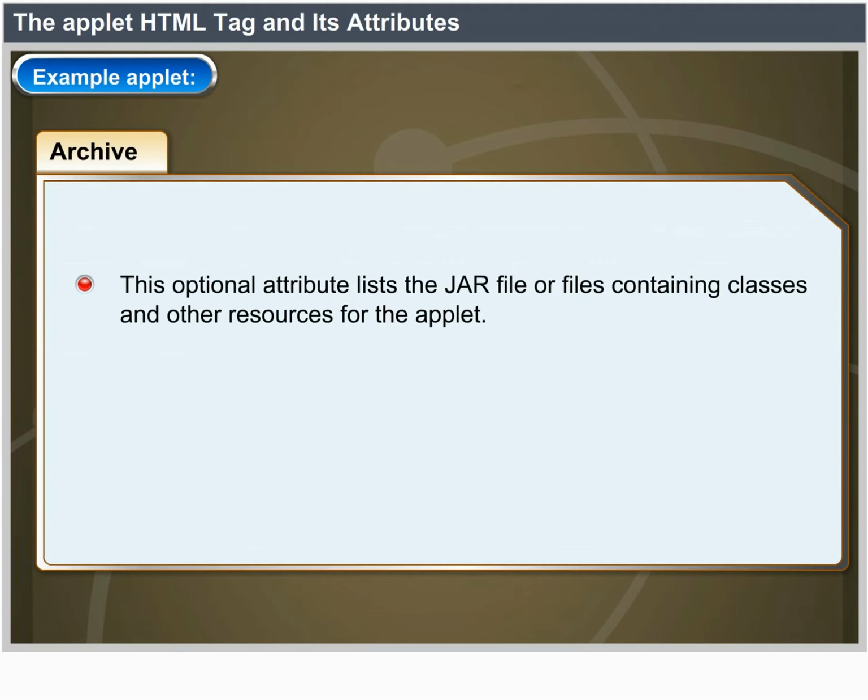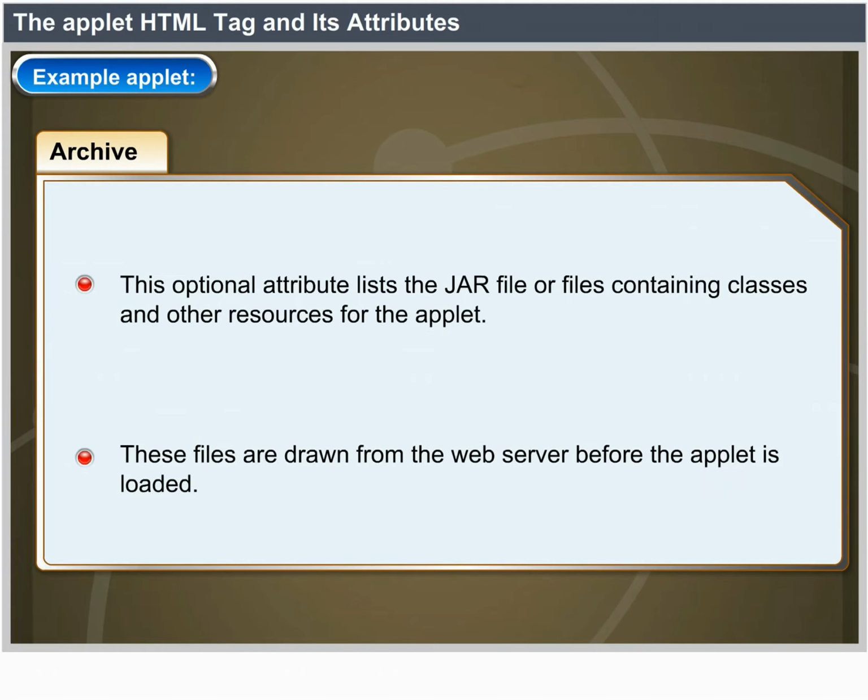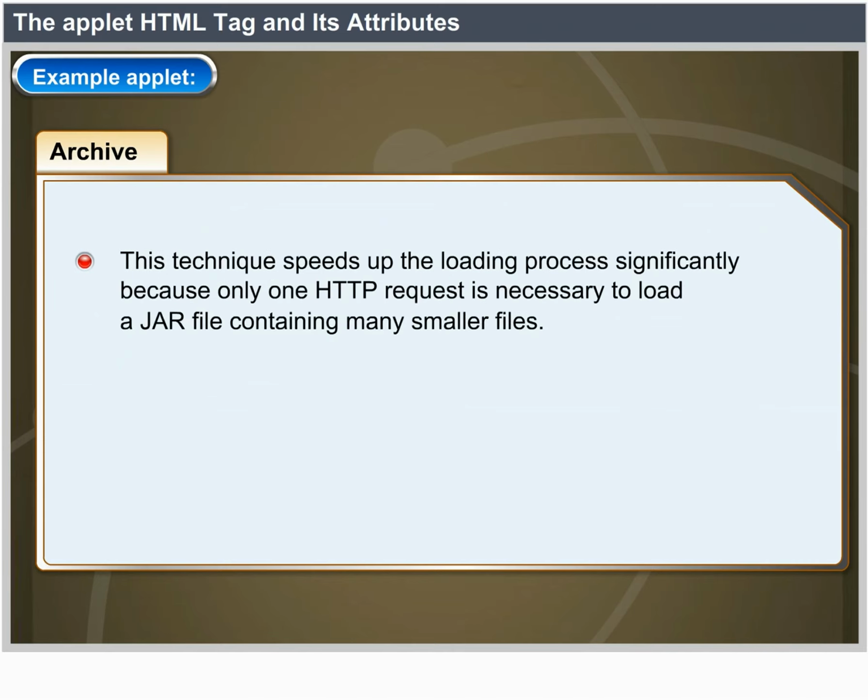Archive. This optional attribute lists the jar file or files containing classes and other resources for the applet. These files are drawn from the web server before the applet is loaded. This technique speeds up the loading process significantly because only one HTTP request is necessary to load a jar file containing many smaller files. The jar files are separated by commas.